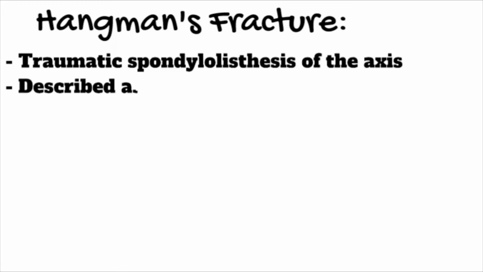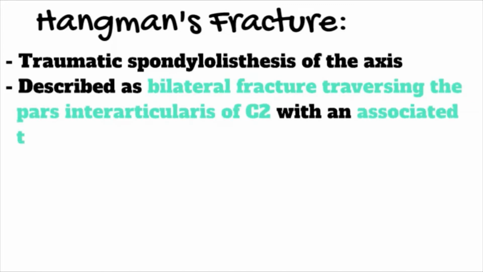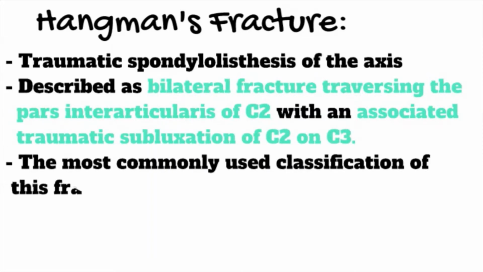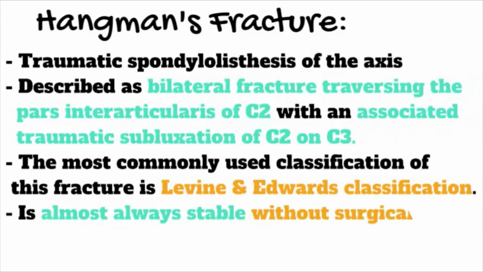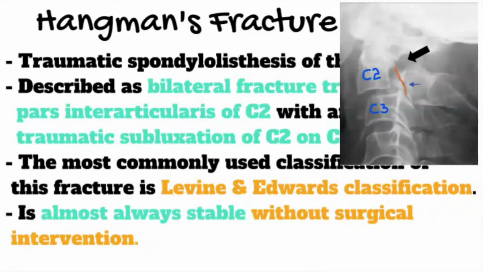Regarding hangman's fracture, it is a traumatic spondylolisthesis of the axis. It is described as a bilateral fracture traversing the pars interarticularis of C2 with an associated traumatic subluxation of C2 on C3. The most commonly used classification of this fracture is the Levine and Edwards classification. It is almost always stable without needing surgical intervention. This X-ray of the cervical spine shows a traumatic subluxation of C2 over C3.